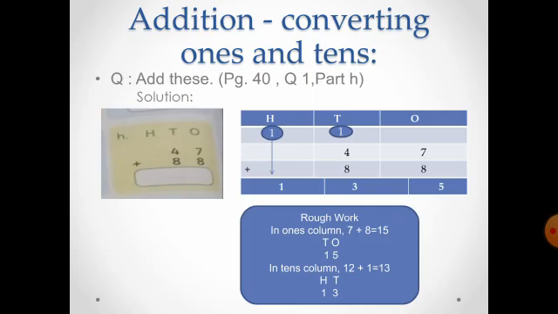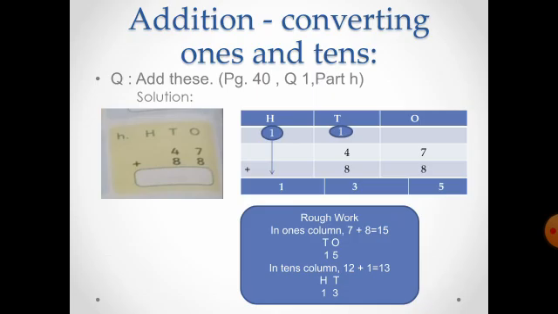Now in the tens column we have 1 tens, 4 tens and 8 tens. 1 plus 4 is 5. 5 plus 8 is 13. So 13 is a double digit number, so 3 will be written in the tens column and 1 will go in the hundreds column. Now there is nothing except 1 in the hundreds column, so 1 will come down as it is. Here for your convenience, rough work is also mentioned.